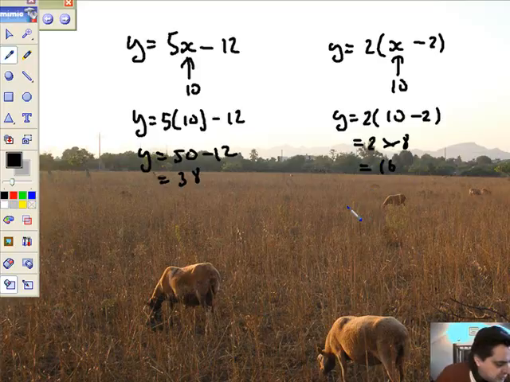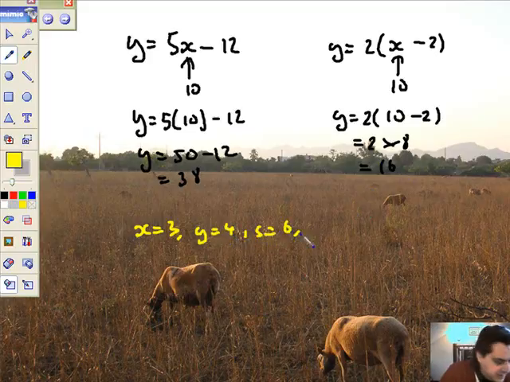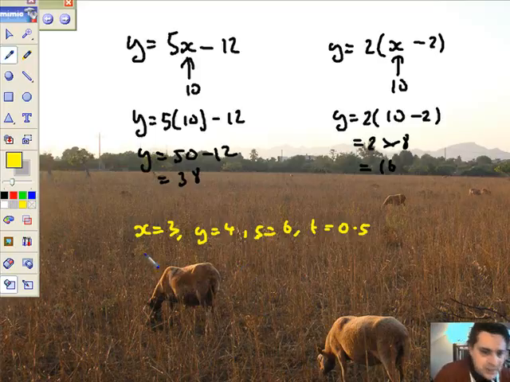Let me upgrade to some trickier ones involving more letters and more numbers. Let's work on yellow, I reckon. I've got x equals 3 to use, y equals 4 to use, s equals 6 to use, and t equals 0.5. Now, not all these questions have all these letters and values, but some have a complete mixture. So let's just work with those to see how far we can go.